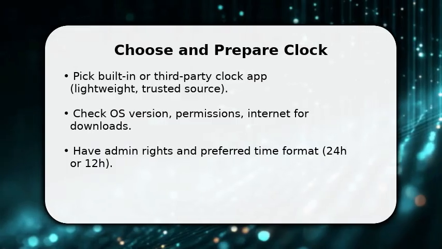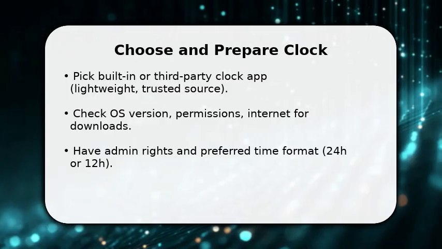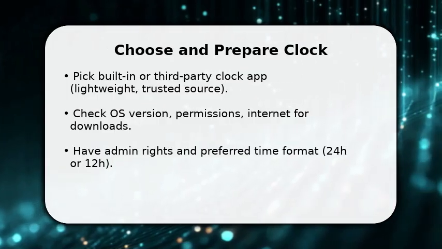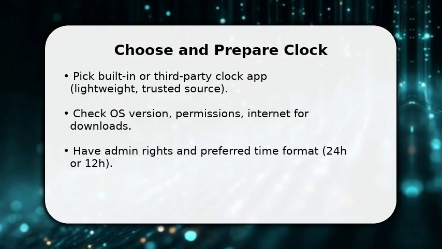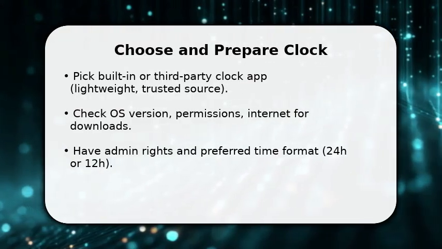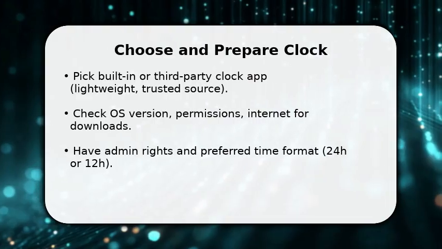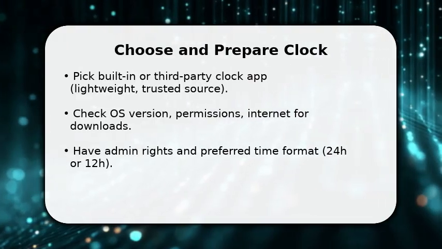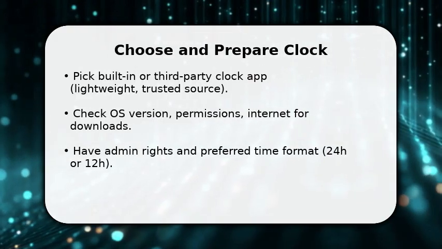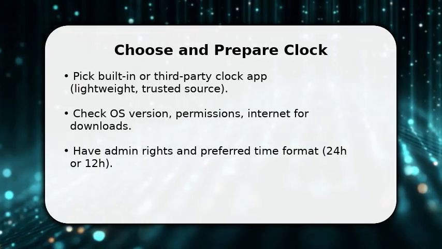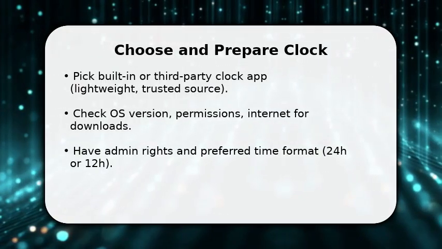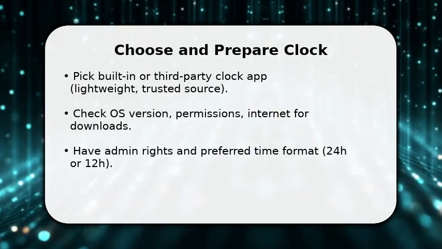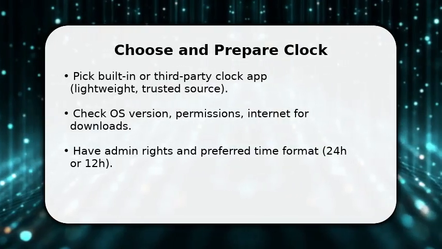You start by choosing the clock method, a built-in widget or a lightweight third-party app. You need admin rights and the correct OS version, otherwise installs fail. Once chosen, download from a trusted source or enable the widget in system settings and allow any clock permissions like background activity and startup. This prevents the clock from disappearing after reboot. Also pick 24-hour or 12-hour format now so you won't reconfigure later.